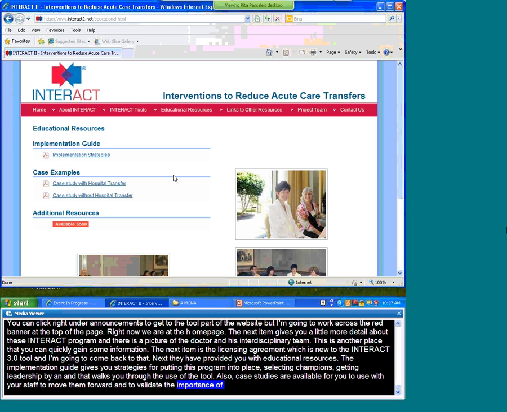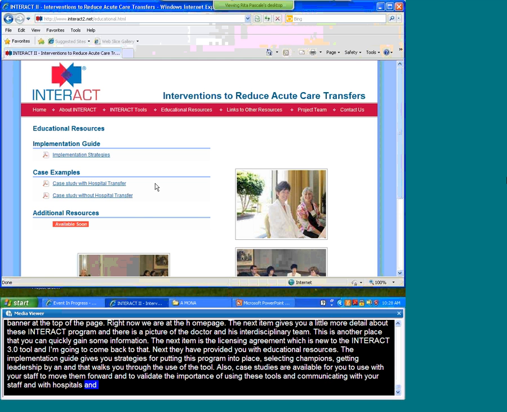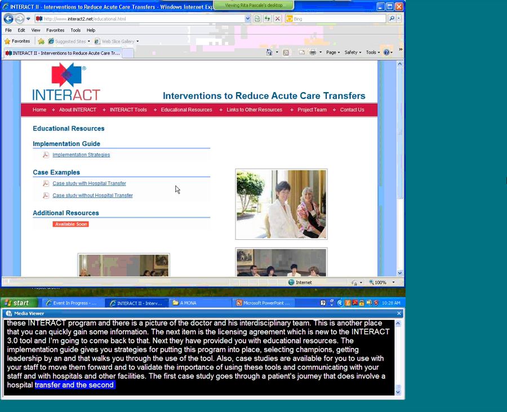So the first case study actually goes through a patient's journey that does involve a hospital transfer. And then the second case study shows you how, with the use of the Interact tools, the patient was able to be treated at their nursing facility.